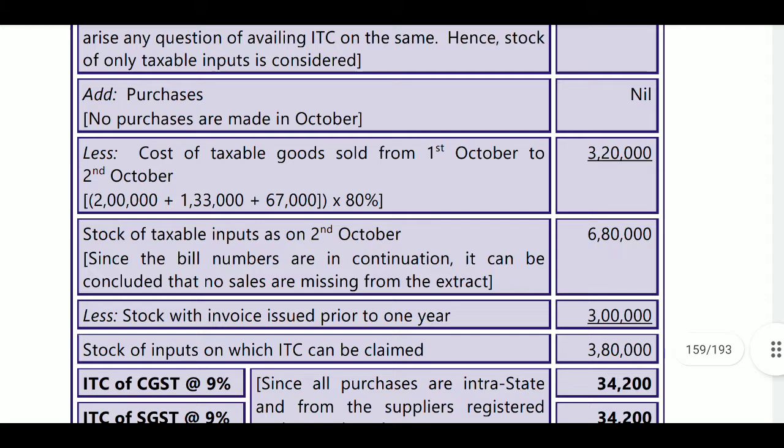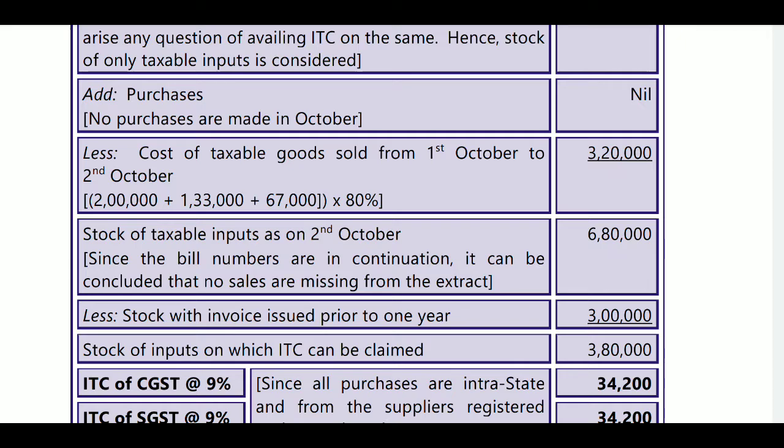Next, stock of taxable inputs as on 2nd October. Whatever the amount is on 2nd October, since the bill numbers are in continuation, it can be concluded that no sales are missing for the taxable inputs. It will be 6 lakhs 80. It will become 6 lakhs 80.